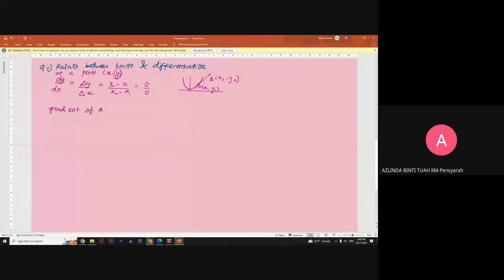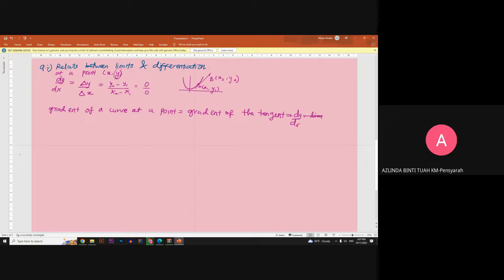That's why we can say the gradient of a curve at a point is equal to the gradient of the tangent. So when the question asks you to find the gradient of the tangent or the gradient of the curve at that point, that will be the same, which is dy per dx. By using the gradient of the tangent, we have to use the limit.